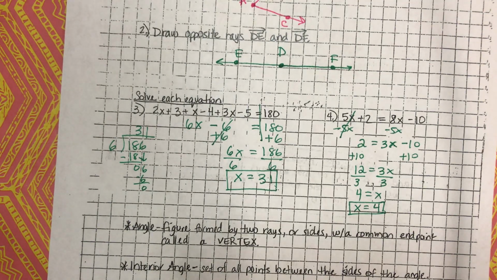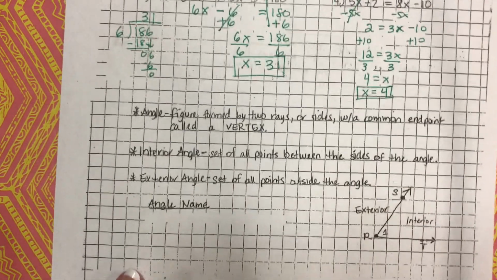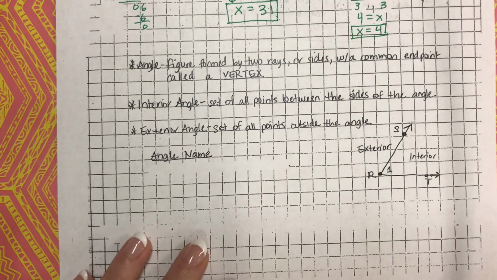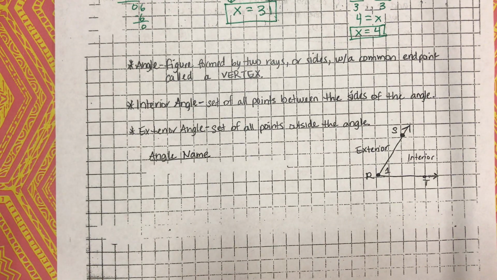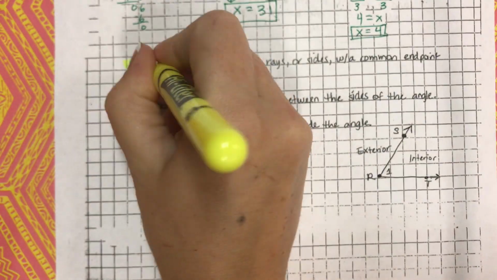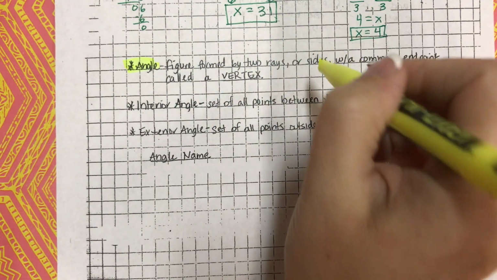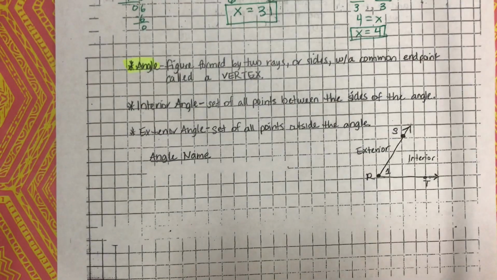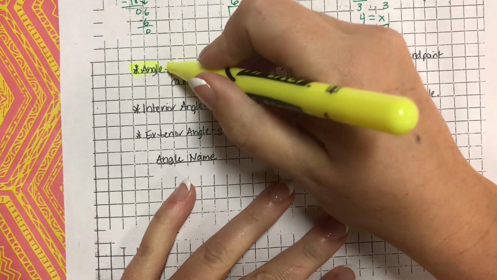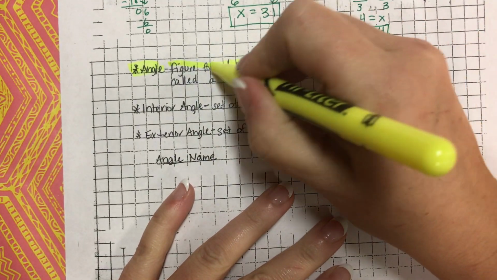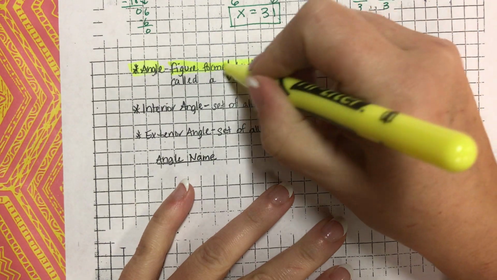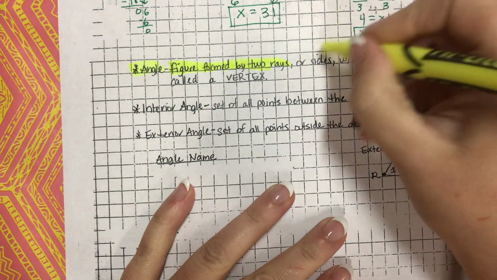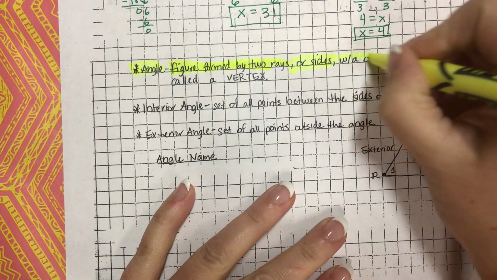All right, so let's actually move into the content. After that little warm-up and our brains are flowing, let's talk about some different vocabulary. The first one is an angle. An angle is a figure formed by 2 rays or sides with a common endpoint called a vertex. So a figure formed by 2 rays or sides with a common endpoint.